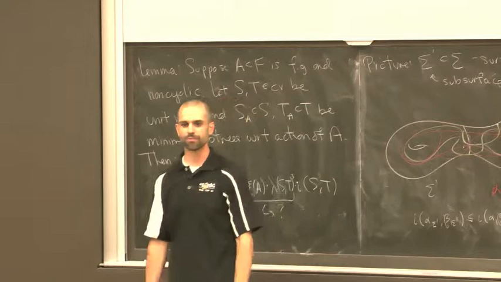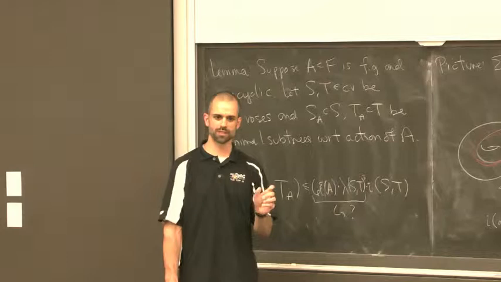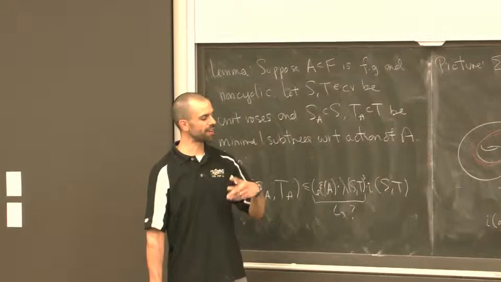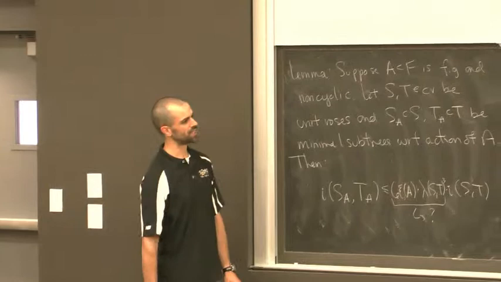I should mention that there's this example due to Stallings of an automorphism that's very small. It's a product of two Whitehead automorphisms, so it's a very short automorphism, such that it does have an invariant free factor that's gigantic. So I don't know how to get rid of that first case.